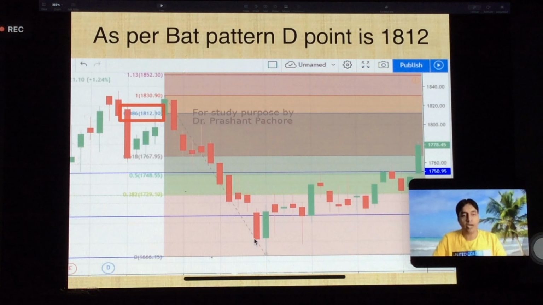The same Fibo. I haven't changed the Fibo from X to A. Price came up to here, up to 0.5, then again came down, forming sort of a W. Price is here at 1778. Right? And the 0.886 level, this blue line, is coming at 1812. So that is one level of my PRZ, 1812.